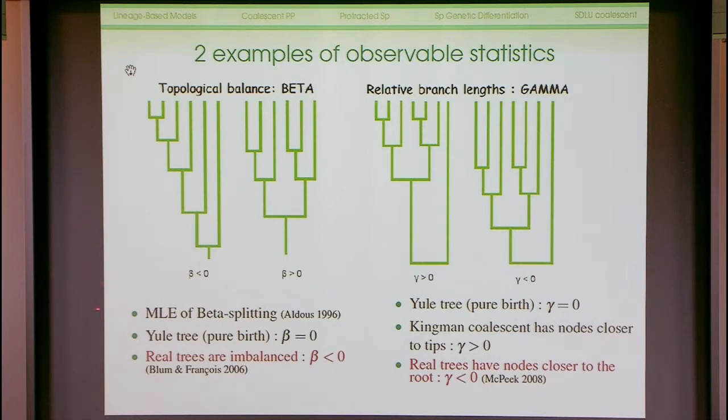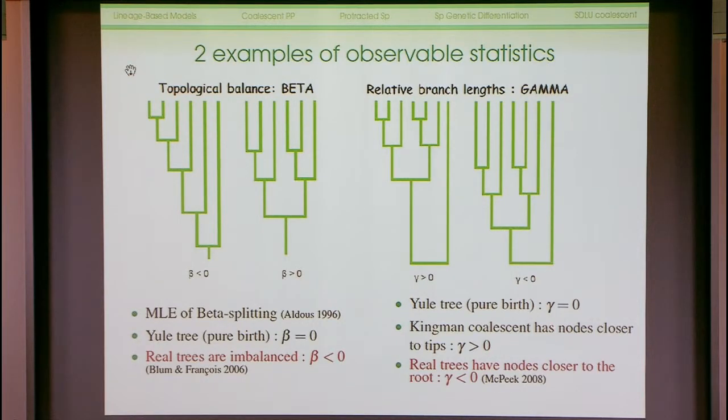So the first statistic called beta is inspired by a model by Aldous called the beta splitting model, and the maximum likelihood estimator of this model is this statistic beta. For Yule trees, especially, beta equals 0, and it has been observed many times that, let's say not all trees, but many real trees are imbalanced. They are more imbalanced than Yule trees.